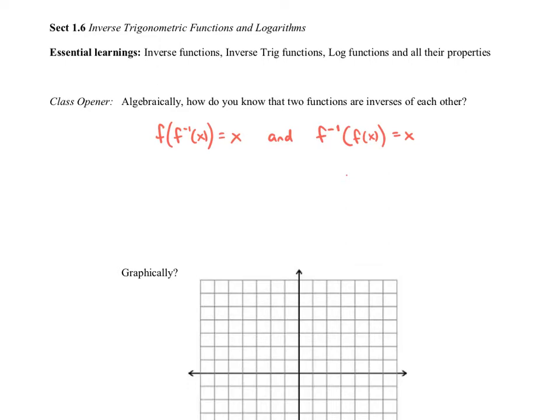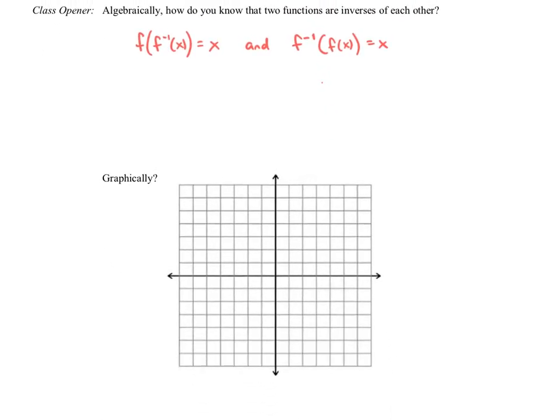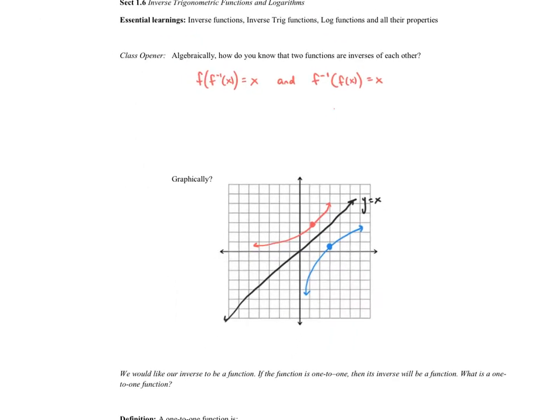Now, graphically, you're taking a look at a function. Let's say it's some sort of exponential function like this, and you're looking at the inverse, which would be a logarithmic function. Every point on the original is reflected over the line y equals x and would exist on the inverse function. So graphically, that's how you would determine if you have two functions that are inverses of each other. We'll get into a little bit more of this in a second.